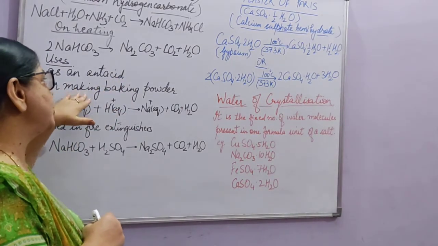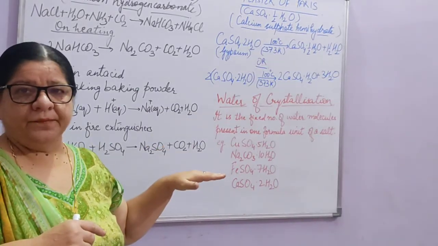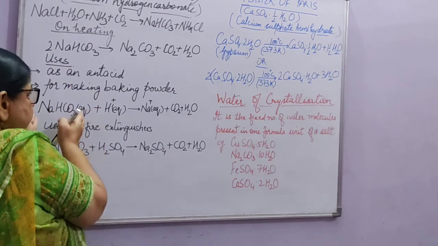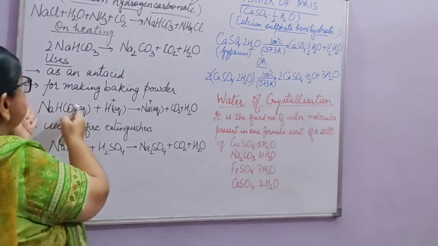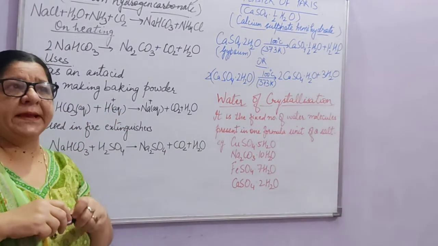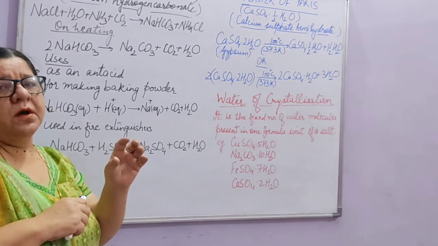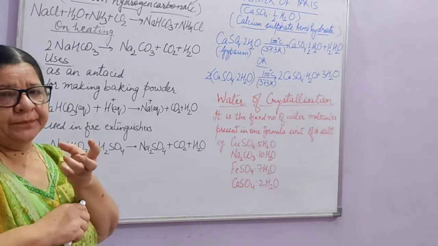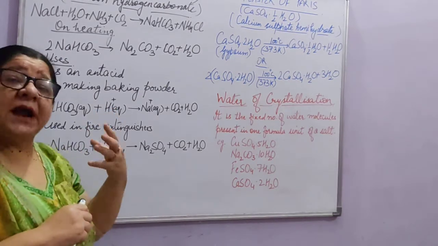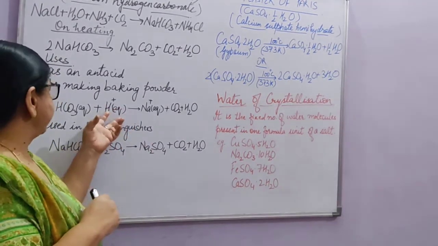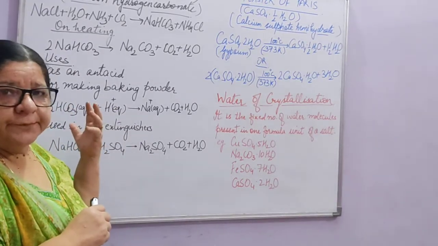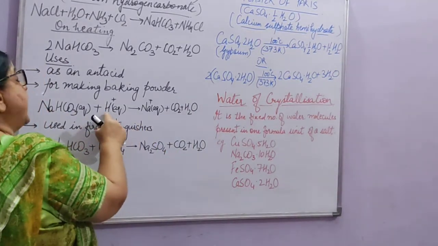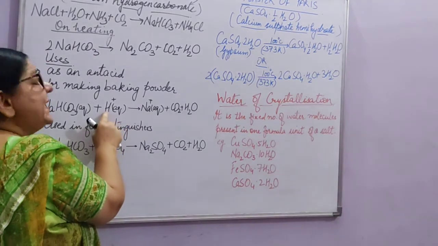Next, it is also used for making baking powder. Now, what is baking powder? See here, this NaHCO3 is mixed with any very mild acid, like tartaric acid, right? Baking powder is tartaric acid plus this sodium hydrogen carbonate. Of course tartaric acid has a very long formula, but any acid has H ions in it, so we are writing only H ion here.